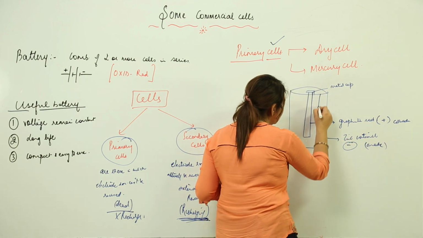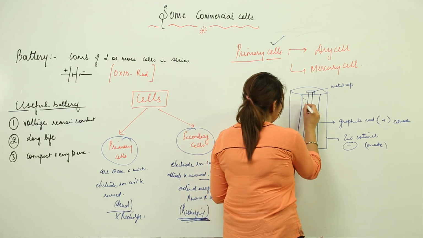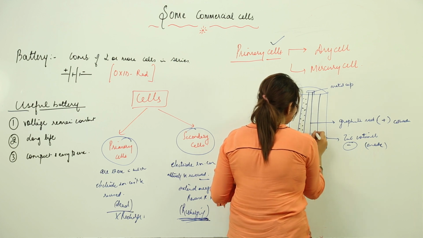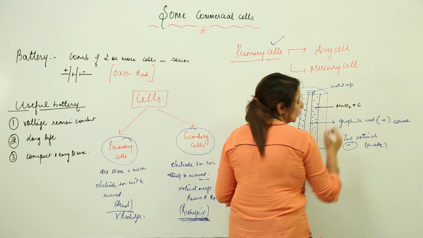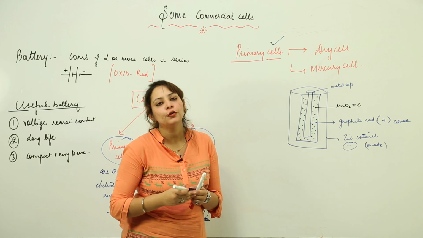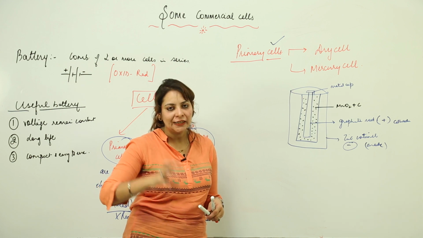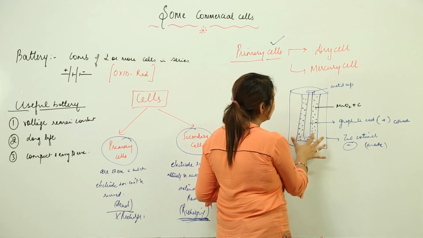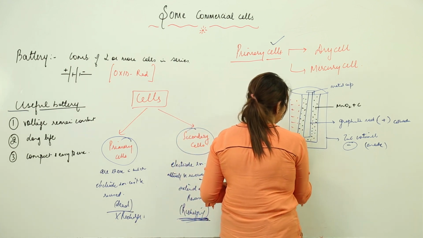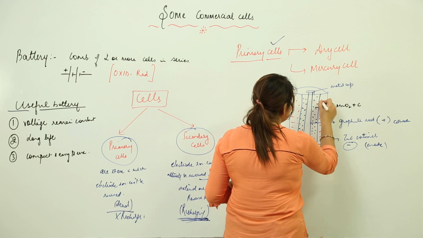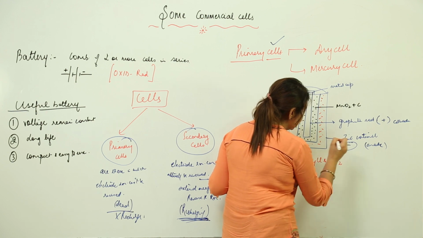It is surrounded by a black substance, which is a mixture of MnO2 plus coke. You all know how coke is obtained. It is a pure form of coal obtained by destructive distillation of coal. So you are using that coke with the manganese dioxide, and you are surrounding the graphite rod with that. And now here is the electrolyte, and the electrolyte is nothing but a paste of ammonium chloride and zinc chloride.